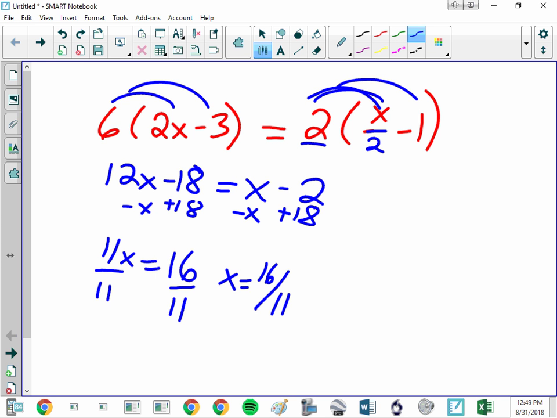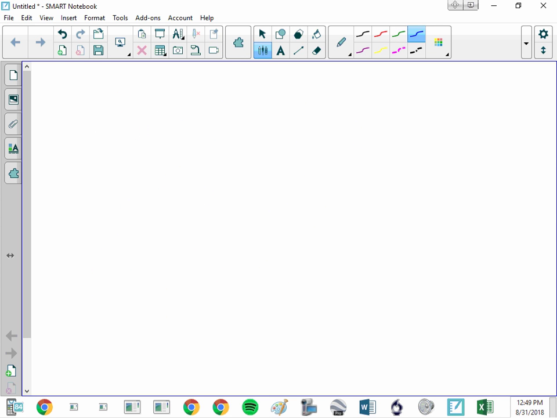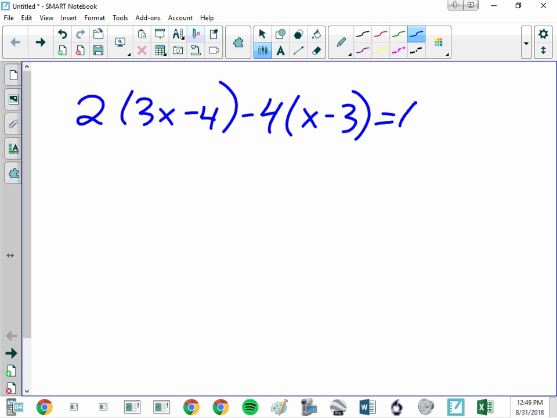Okay? Let me see what else. Now, this answer is probably going to be really terrible, but whatever. I'm just going to run with it. 2 times 3x minus 4, minus 4 times x minus 3, equals 6 times 4x plus 8. So I could start by multiplying in the 2 and the 4 and the 6. That will work. Does anybody see a way we can simplify this a little bit?